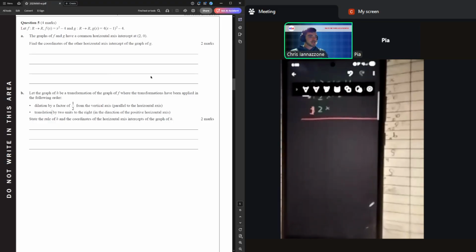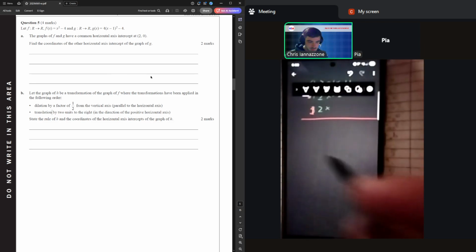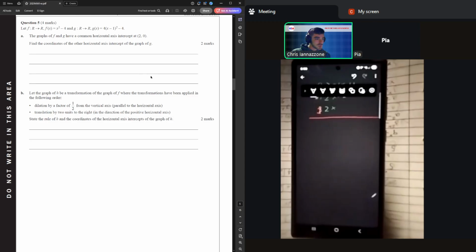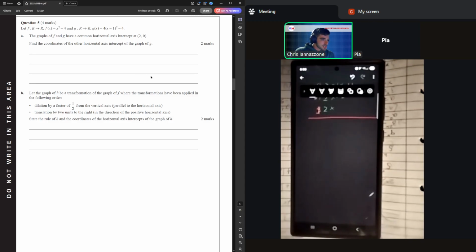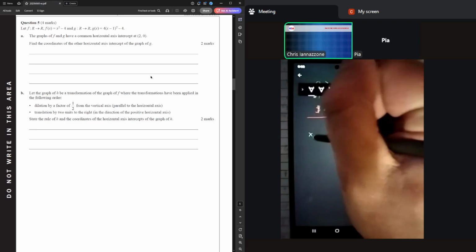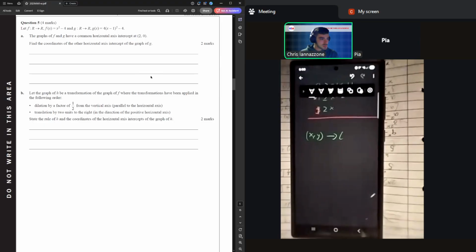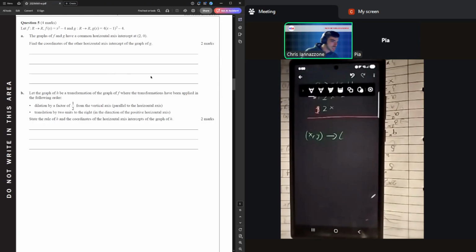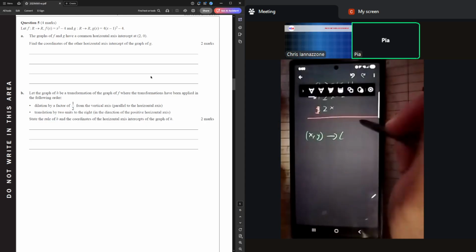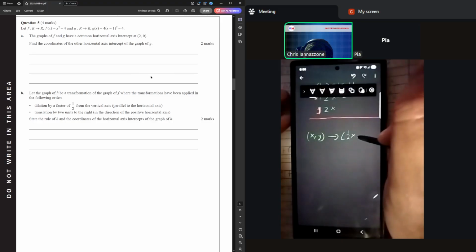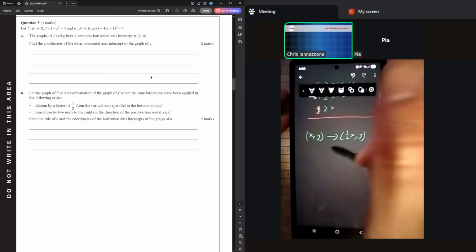With the dashes, we can ignore what the function even is and start simply by having a look at what the transformations actually are. First things first, we have a dilation of a half from the vertical axis. We start with some initial x, y, and figure out what the new point is. Would the half go in the x place? Yeah, the half goes on the x. Half x comma y.